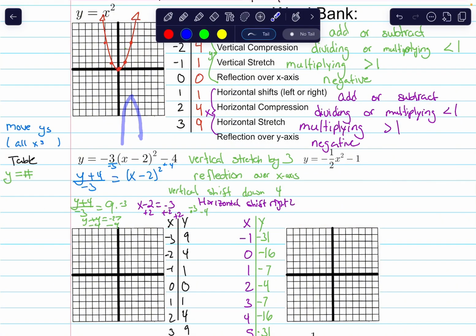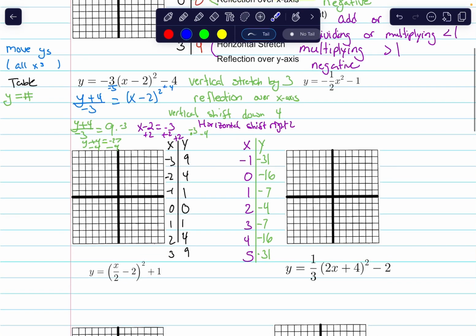So let's see if we do that. Let's graph those points and see, do we end up in that spot? Now I can't graph -31, -16, but I can do -7. So it's going to start there. I'm going to start at positive 1, -7.